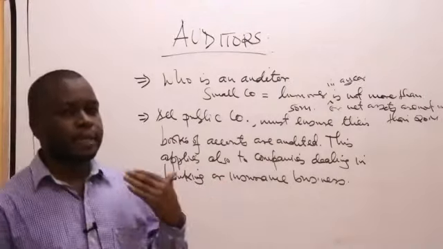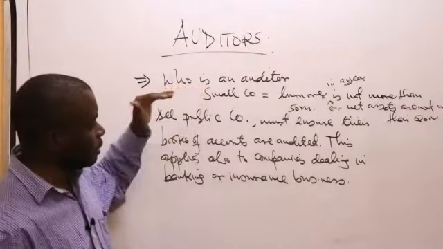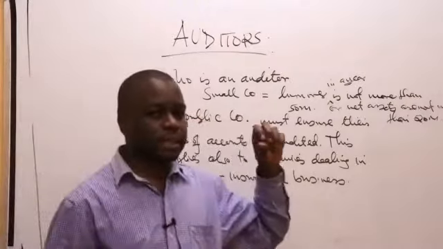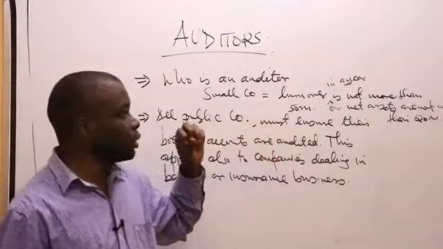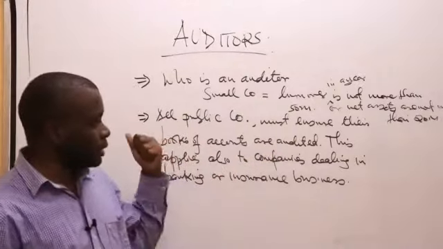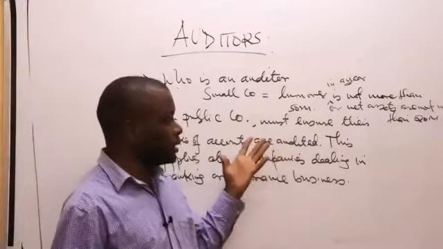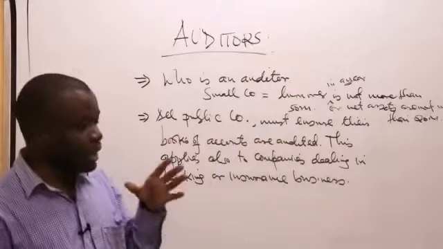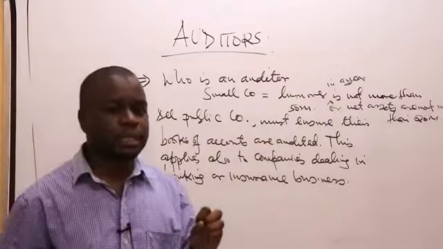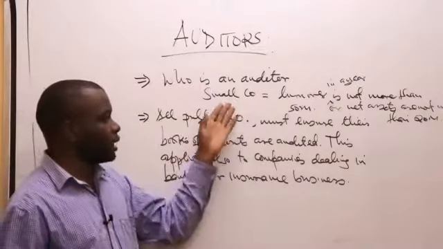So other requirements force these small companies to ensure that their books of accounts have been audited. But according to the Companies Act, private companies which are small companies are not required under the statute to ensure that their books are audited each and every year. So if a company is categorized as a small company, it's not a must under the Companies Act for it to have its books audited.